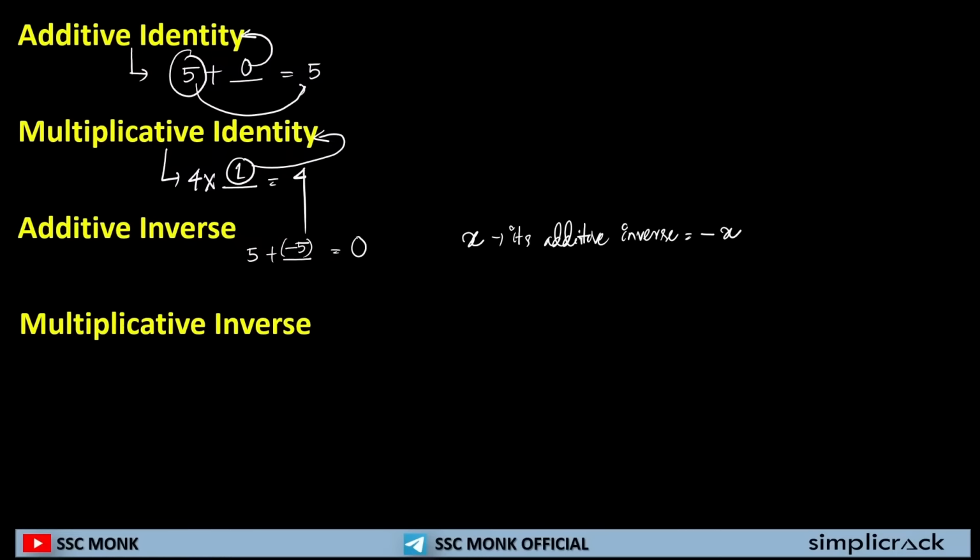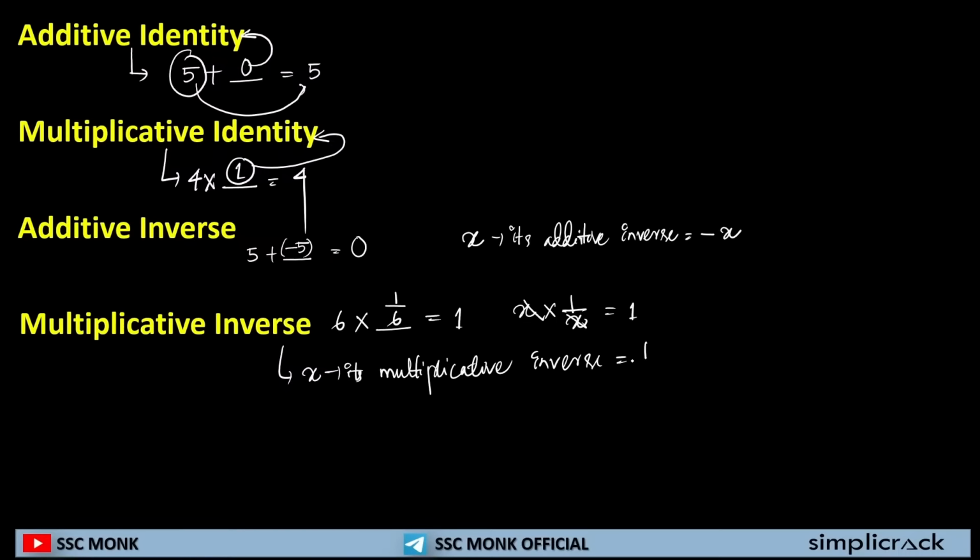Clear? Now, what is multiplicative inverse? So let's say 6 is a number. If I multiply something to 6, I should get 1. Now, if x is a number, if I multiply 1 by x with it, x gone. So what is the answer? 1. So for 6, the multiplicative inverse is 1 by 6. So if x is a number, then its multiplicative inverse is equal to 1 by x. Clear? Sorted? Simple?